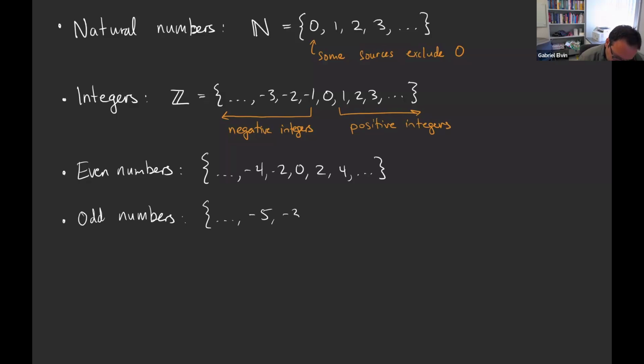-5, -3. Again, there's infinitely many. I'm just starting at a certain point, but I'm using dot dot dots to denote that it goes on forever. So -105 is also an odd number.